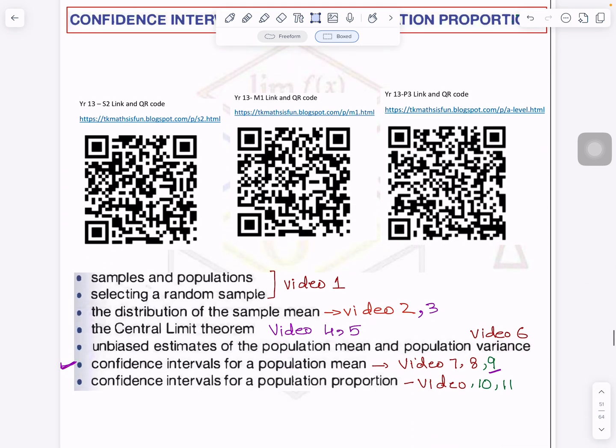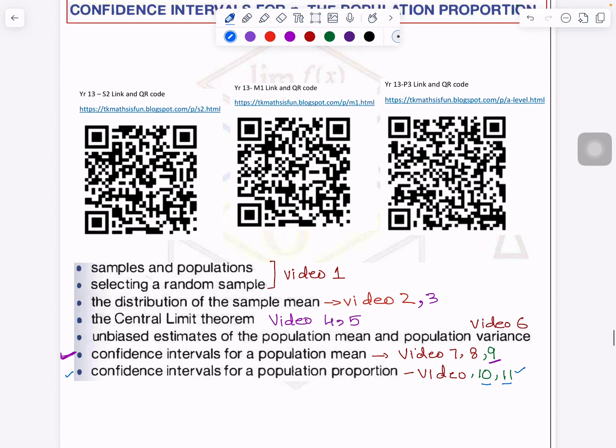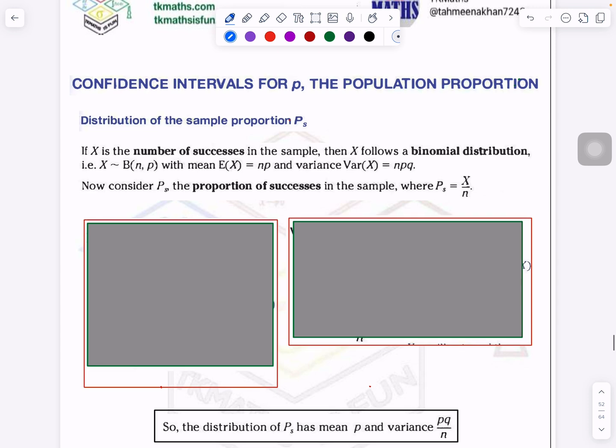Okay, so now this video number 10 is basically the last concept of sampling and estimation topic, confidence interval for population proportion. I have made two videos on it. In video 11, again you will get good questions for your understanding. The explanation part is covered here.